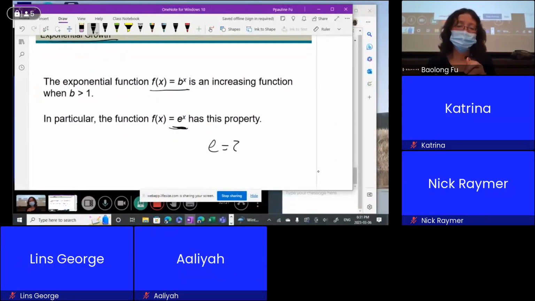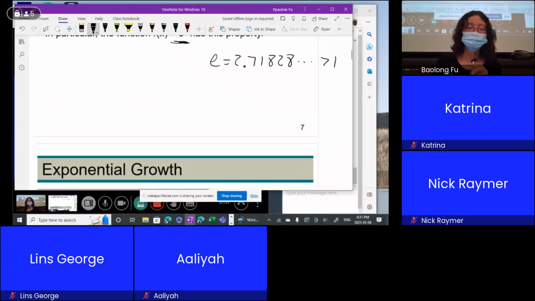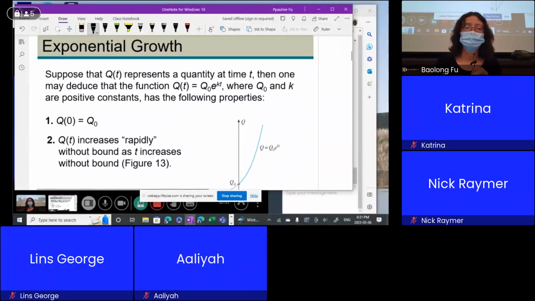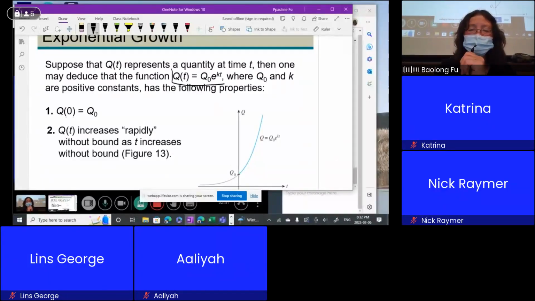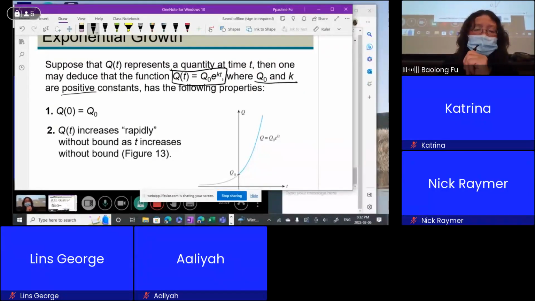e is this number. That is natural number e. Of course, this number is greater than 1. Let's look at the exponential growth. Usually, we have this format: Q(t) equal to Q0 times e raised to power kt. Q0 and k are positive constants.